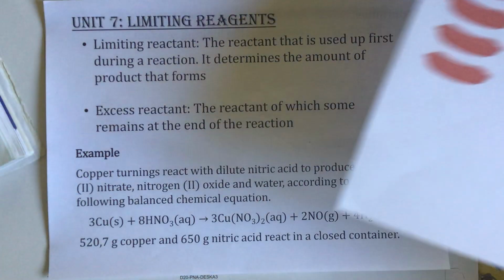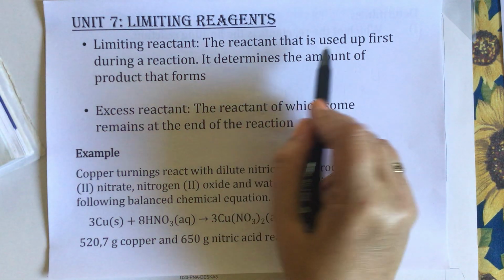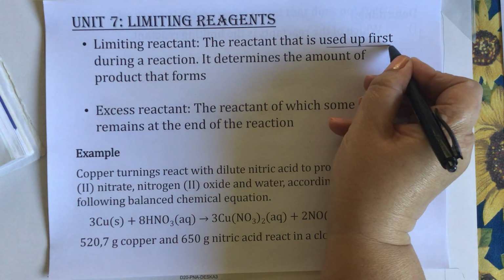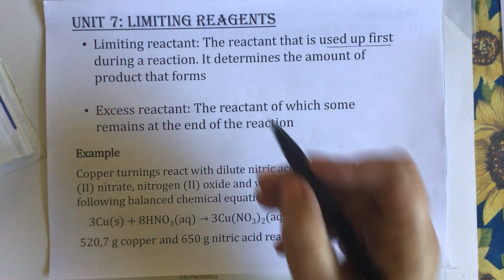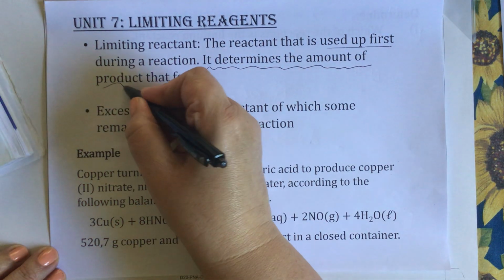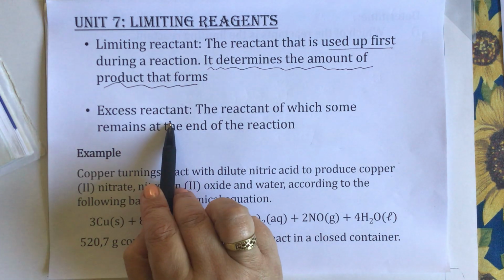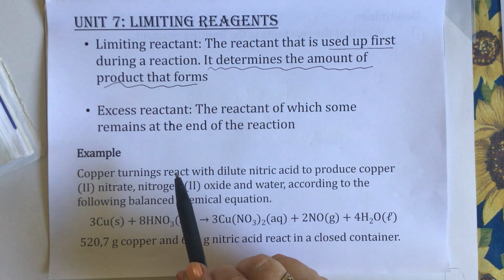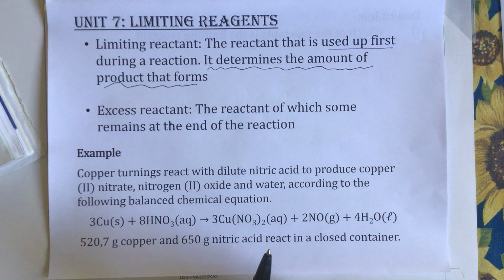Per definition, my limiting reactant is the reactant that is used up first during a reaction, and it determines the amount of product formed. That is the most important part of this sentence: that it determines the amount of product formed. The excess reactant is the reactant of which some remains at the end of the reaction. So there's going to be products plus some of this unreacted reactant still left in my reaction.